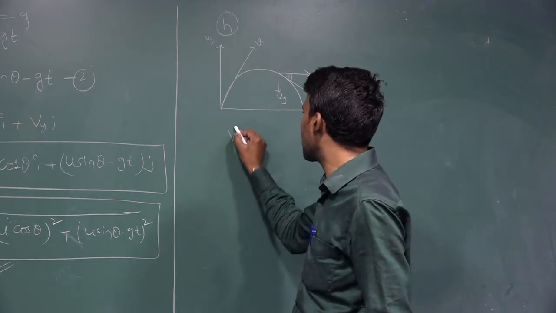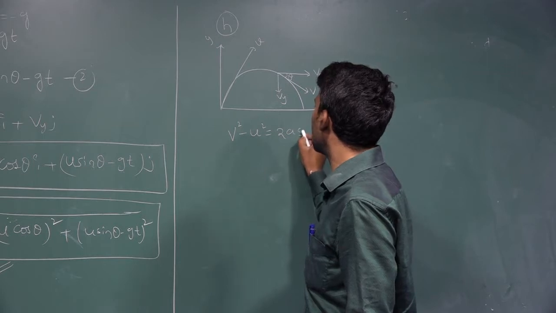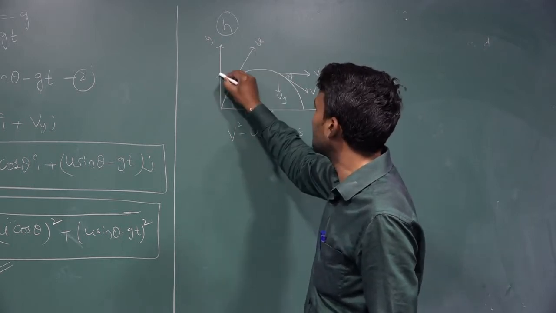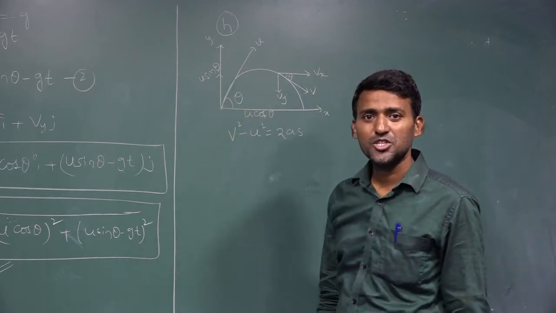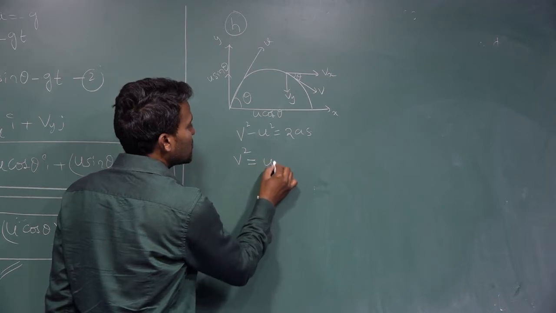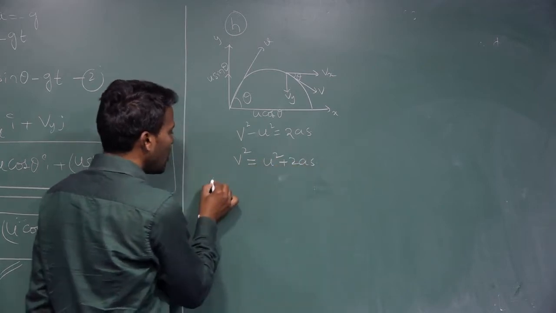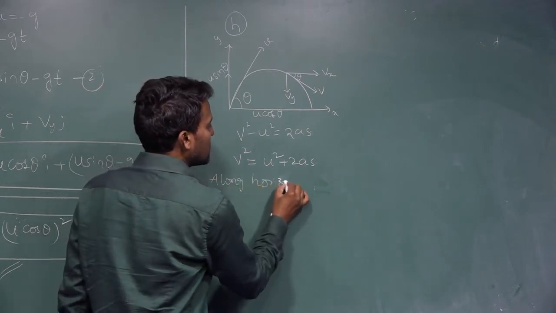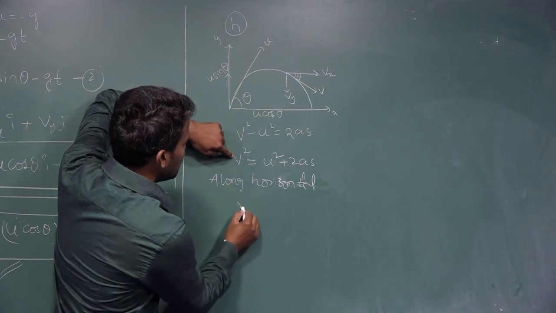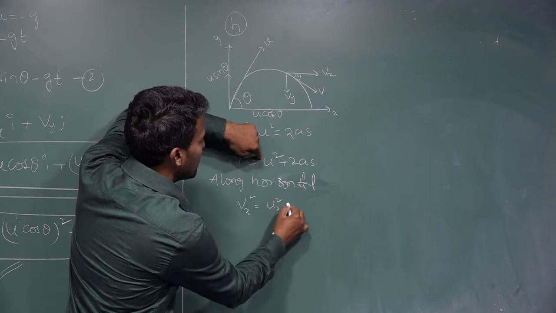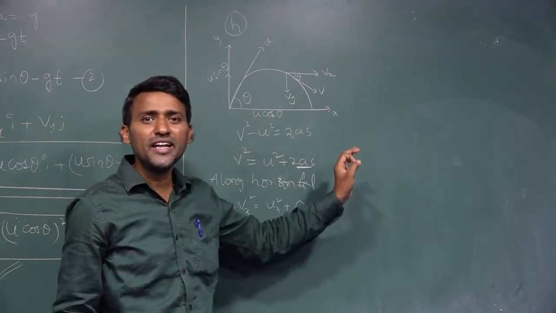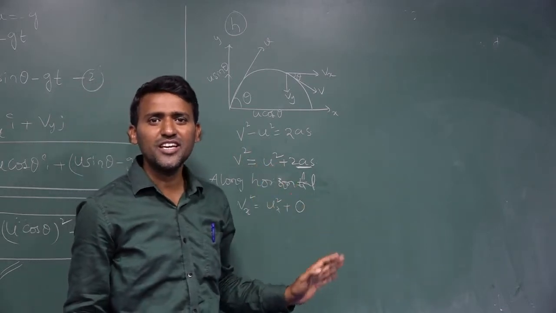First I am writing along the horizontal direction: v square minus u square is equal to 2as. This is the angle theta. u can be resolved into two components: u cos theta horizontal, and the vertical component u sin theta. Now I write this equation, v square is equal to u square plus 2as along the horizontal direction. For the horizontal direction, the final velocity is Vx square, the initial velocity is ux square plus 0. Why have I written 0? Because acceleration is 0. When the object is moving along the horizontal direction, it maintains uniform velocity, and then acceleration is 0.